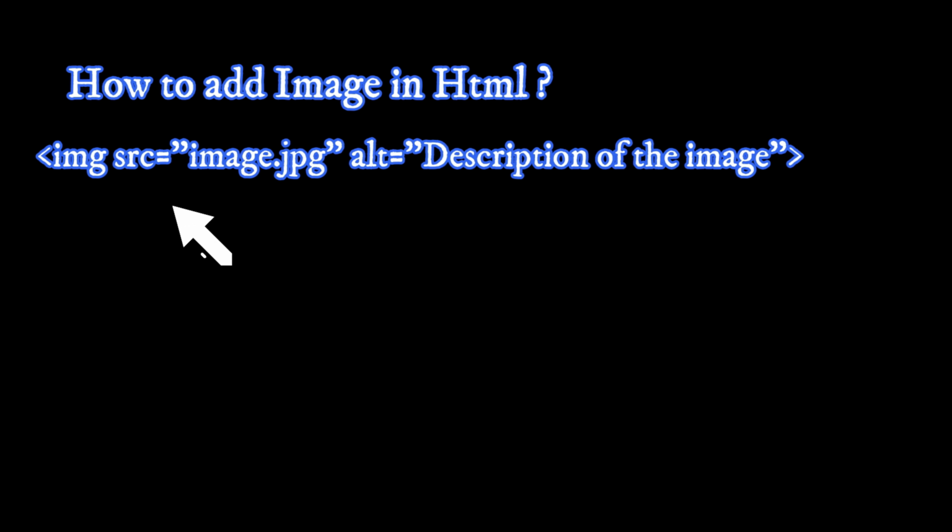The src attribute specifies the URL or file path to the image, and the alt attribute provides a text description of the image for accessibility purposes. To add an image from a remote URL, you can write. In this example, replace the URL with the URL of the image you want to use.